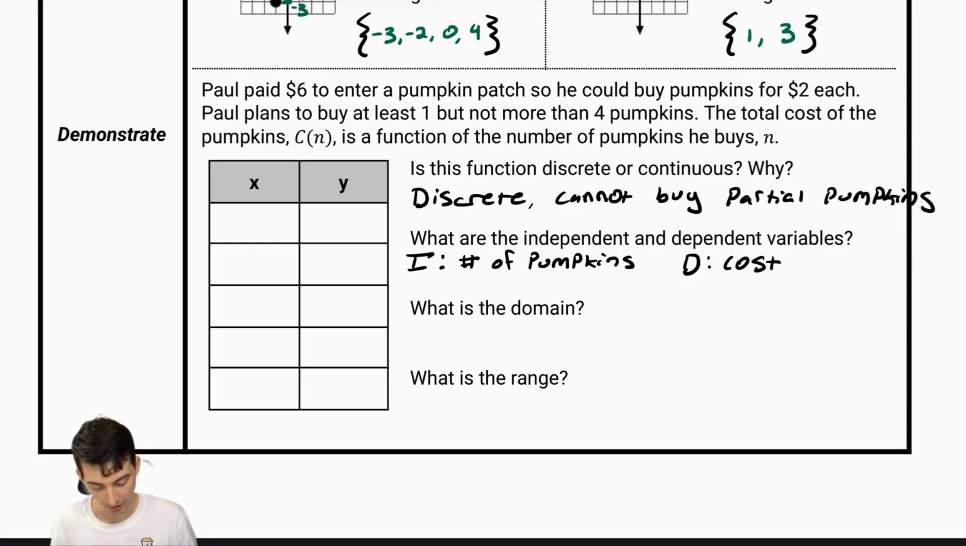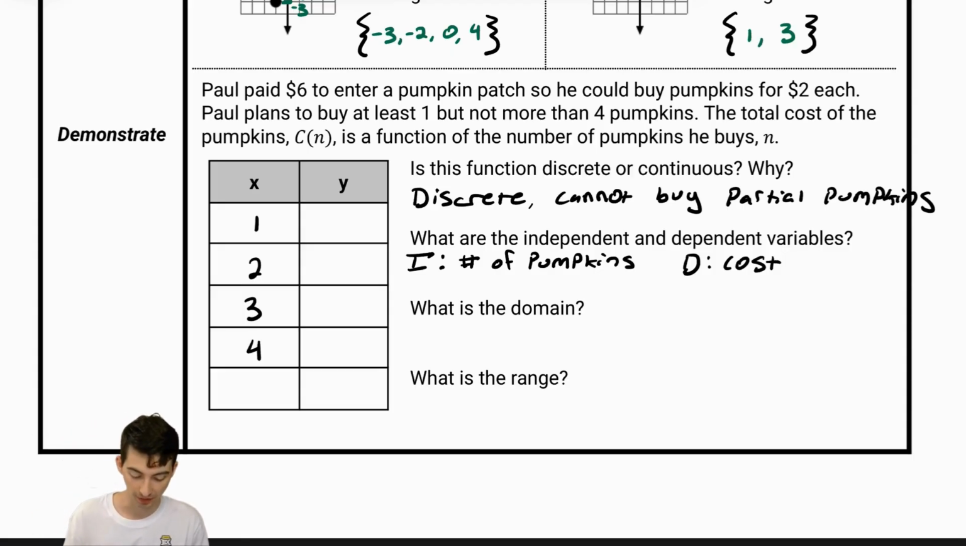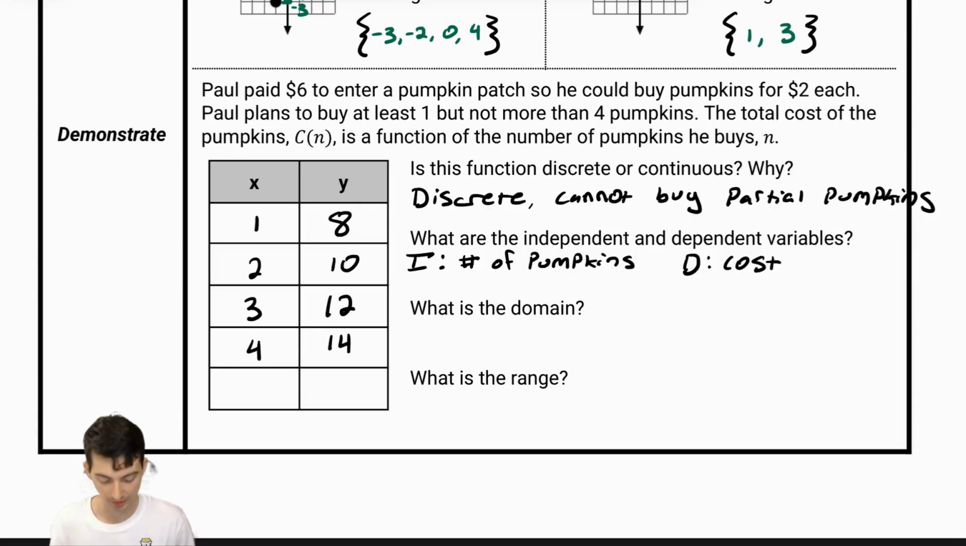So let's map this out on this table here. We know he wants to buy at least one, but no more than 4. So he could buy 1 pumpkin, 2 pumpkins, 3 pumpkins, or 4 pumpkins, because he's not going to go above that. And we also know that it's $2 each, but he also paid $6 to get in. So if he buys 1 pumpkin, he paid that 6 plus that additional $2 for a total of $8. If he buys 2, that's 2 more dollars to give me 10, 12, and 14.